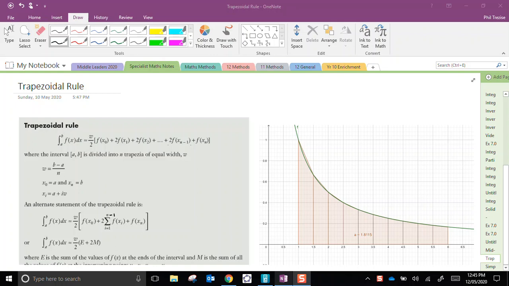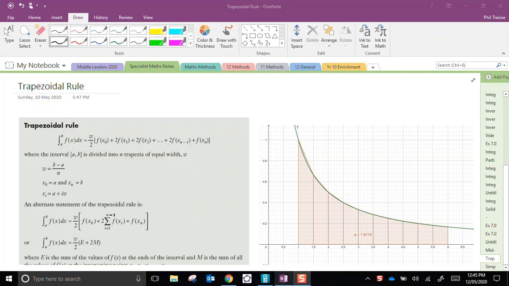Hi everyone, welcome to this lesson on using the trapezoidal rule to find the area underneath a function. The trapezoidal rule looks a lot more complicated than the previous one, but we'll break it down step by step and we'll get there.